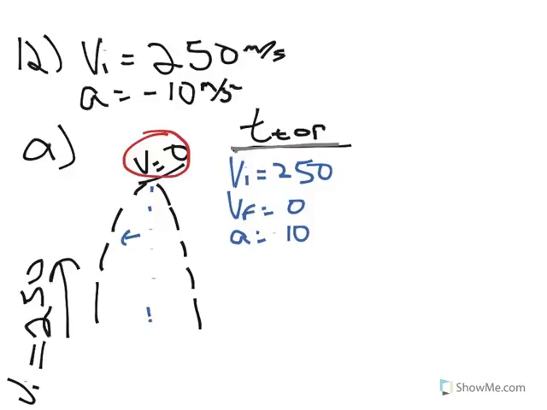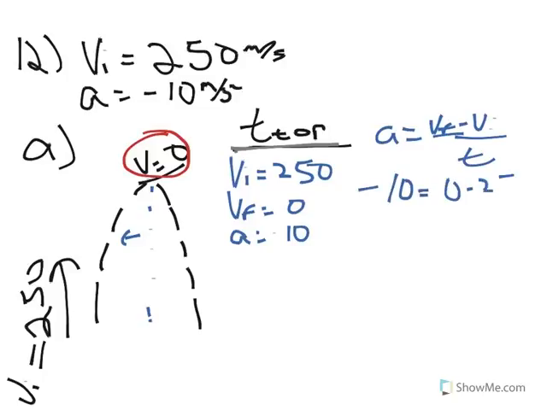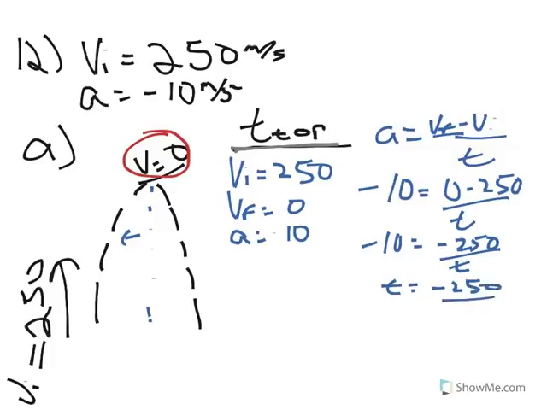So what we can do is we can use the A equals formula, VF minus VI over T, and solve for time to the top. So again, this is solving for time to the top. So we get negative 10 equals 0 minus 250 over T. Negative 10 equals negative 250 over T. We're going to flip the T and the negative 10, so T is equal to negative 250 over negative 10. So the time to the top is equal to 25 seconds.